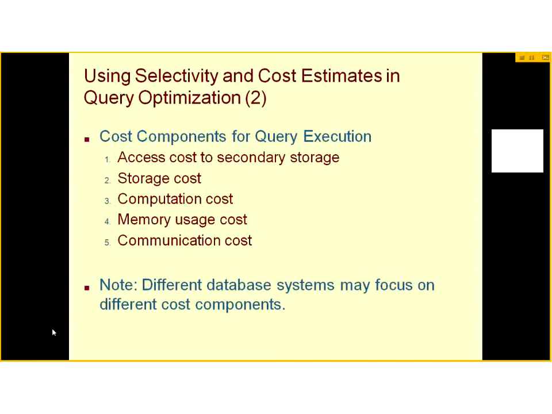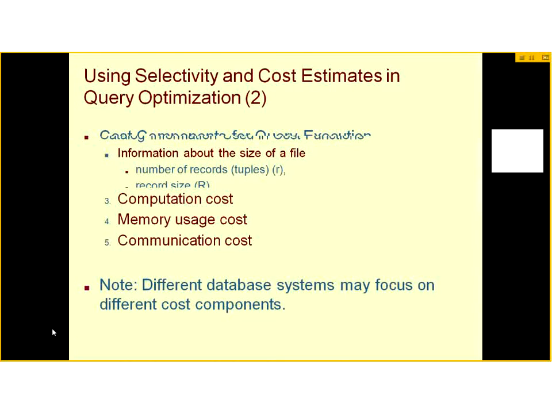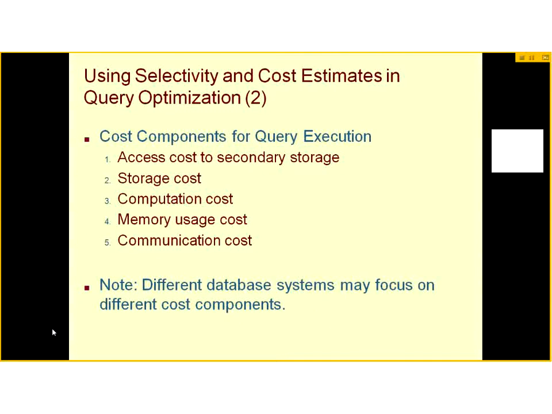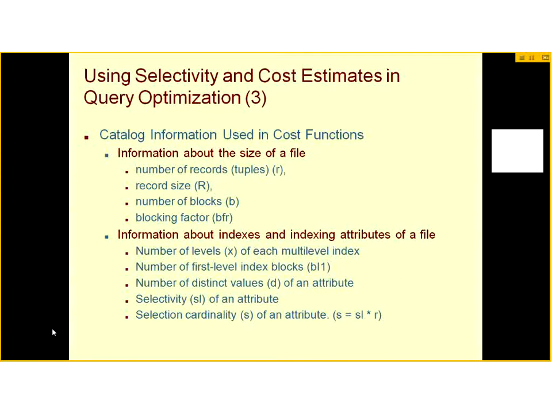Then these are the cost components for query execution. When you want to calculate cost for a particular query, which components are important? The first is the access cost to secondary storage. What is the cost of accessing the secondary storage? What is the storage cost? What is the computation cost? What is the memory usage cost? And the communication cost. So you should be aware of all of these. And different database systems may focus on different cost components.